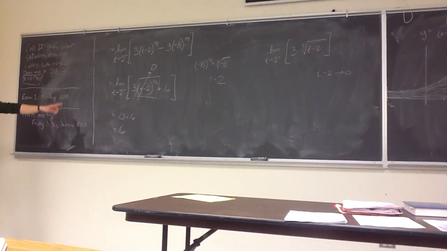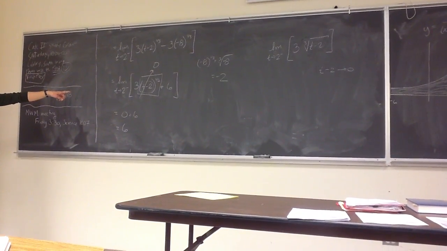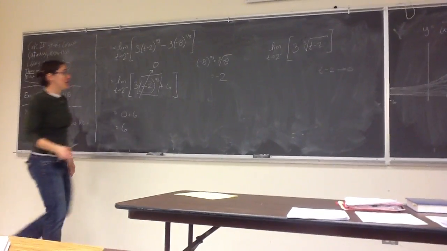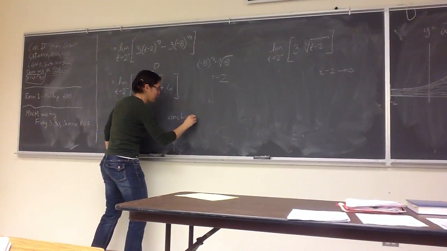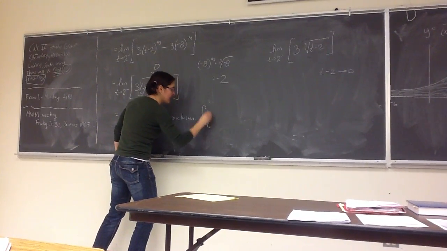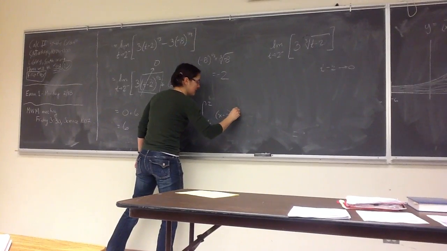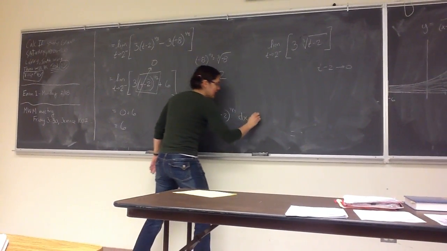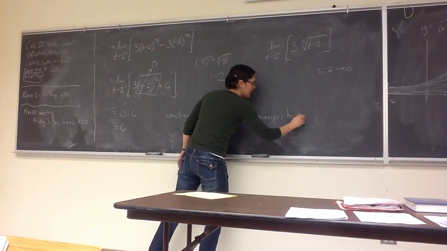Okay, other questions about analyzing our limit? All right, so our conclusion here is that the integral from -6 up to 2 of x minus 2 raised to the 2/3 dx converges to a value of 6.